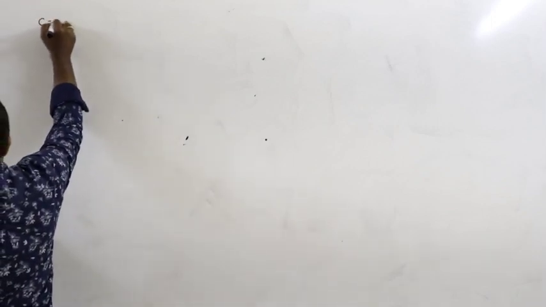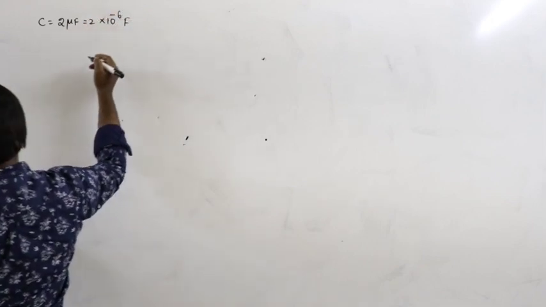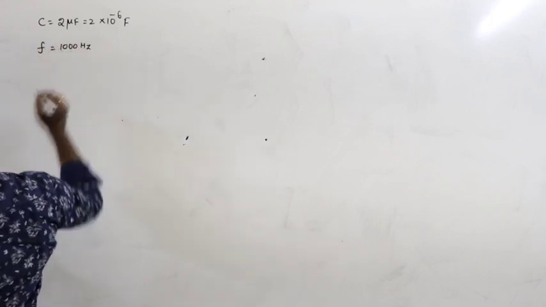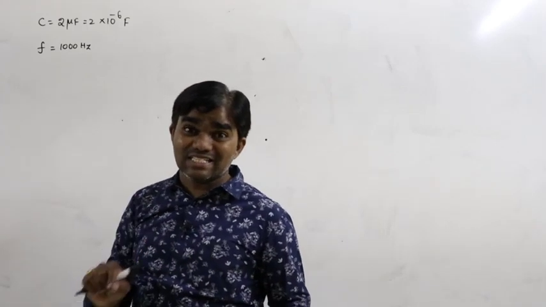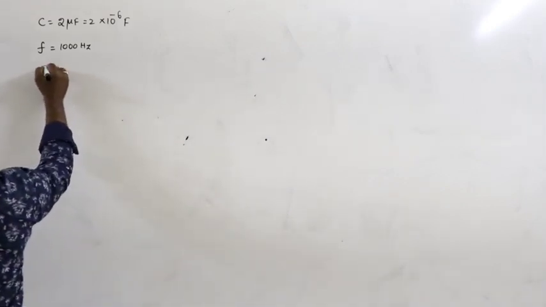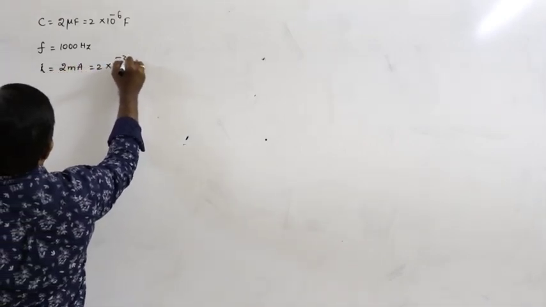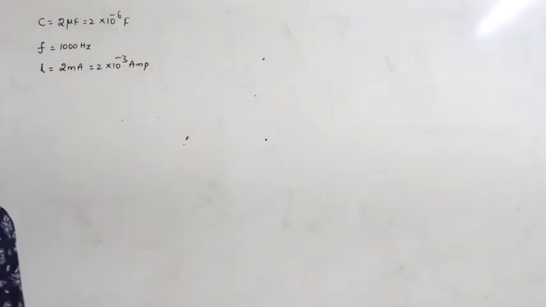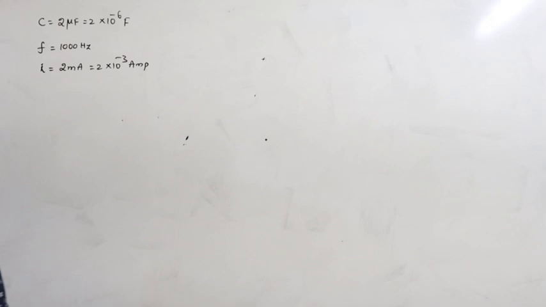So capacitance is given as 2 microfarads, that is 2 into 10 to the power of minus 6 farads, connected to a radio frequency source. F is equal to 1000 hertz. Hertz means frequency. The current through the branch of the capacitor is 2 milliampere, that is 2 into 10 to the power of minus 3 amperes. So what is the potential across the capacitor? Now we have to calculate that.